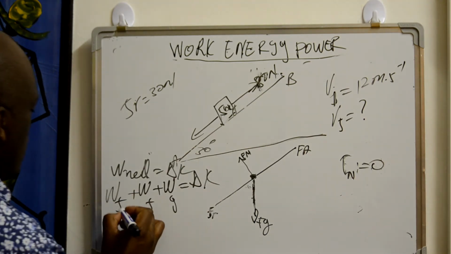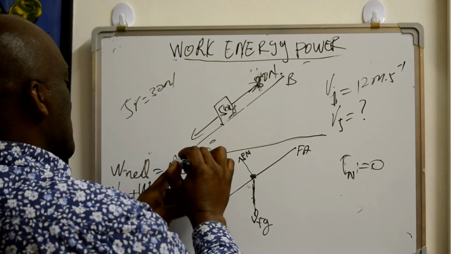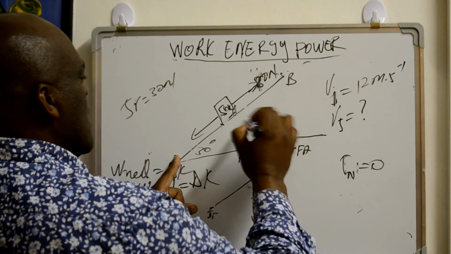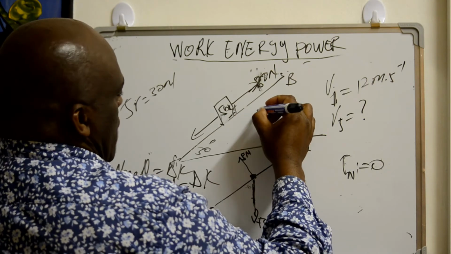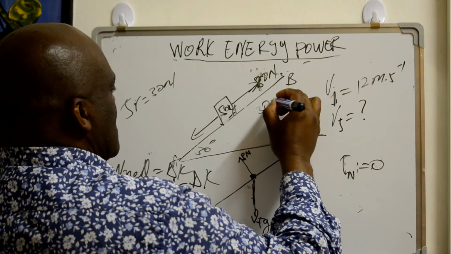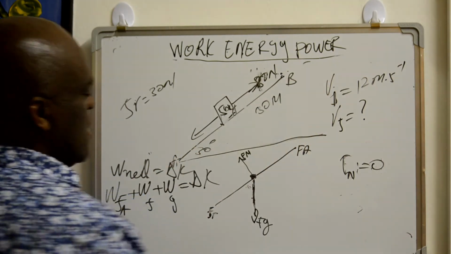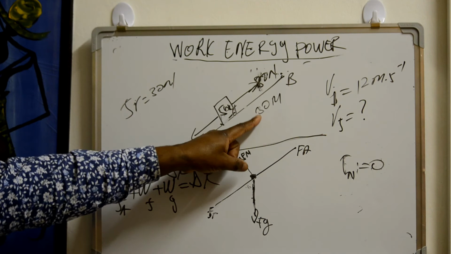This is the work done by the force applied. That's the work done by friction. What is the work done by friction? Okay, fine. Something that I've missed here is the distance. Maybe the box from A to B covers a distance of about, let's say, 30 meters. Let's say from moving here to there is 30 meters. So now you have your distance.